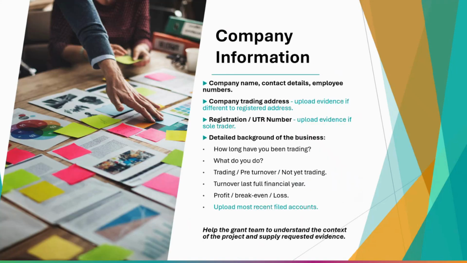So on the form, you'll be asked to complete your company information. So this is your company name, contact details, and employee numbers. You'll also be asked to complete your trading address and upload evidence if it's different to your registered address. Also, your registration or UTR number. If you're a sole trader, you will need to upload this information if it's not available on Companies House.